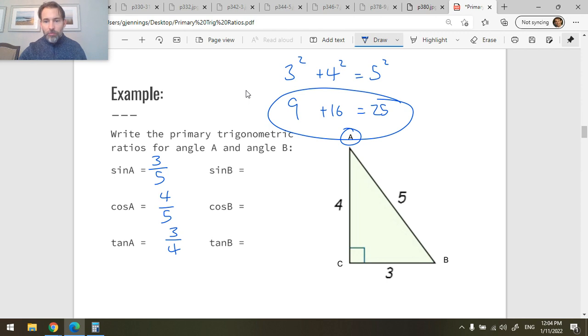Okay. Now, looking from angle B, we'll find that sine, cosine, and tangent are different. Sine B would be opposite over adjacent. I look across, opposite over adjacent. So, S-O-H. Opposite over hypotenuse. So that's 4 over 5.